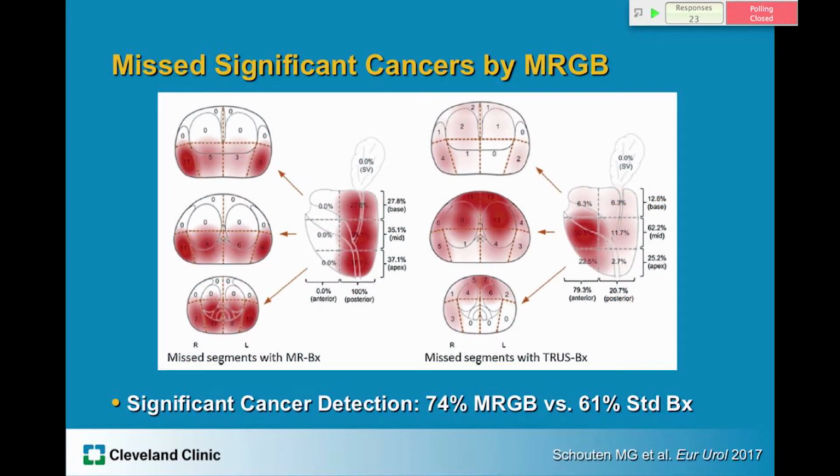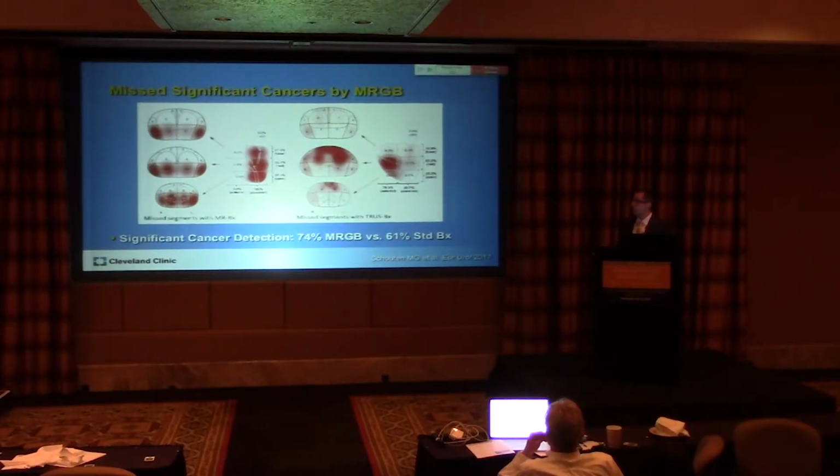This mapping study looked at if the different approaches were going to miss tumors, where are these tumors often located? And as you would expect, tumors are missed in different locations depending on if you're performing a standard biopsy or an MR-guided biopsy. So MR-guided biopsies tend to miss tumors at the base and laterally in the peripheral zone, as well as the apex, whereas standard biopsy misses tumors anteriorly and in the transitional zone.